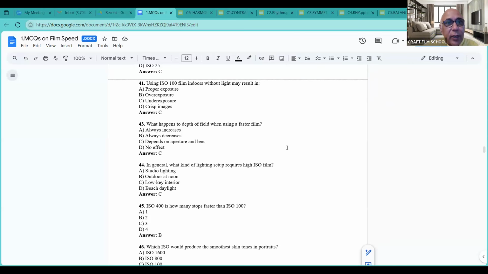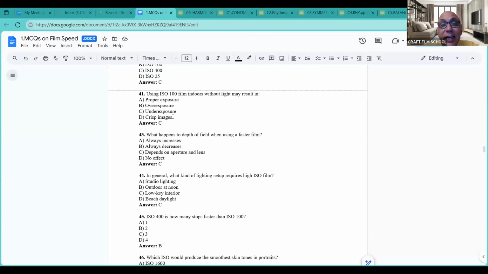Okay, so using ISO 100 film indoor without light may result in an underexposed image because light may not be sufficient, and 100 ASA film is required in an outdoor. So anything which is required in outdoor and we are using it in an indoor, what would happen is it will give you the underexposed image. This is the understanding of light.